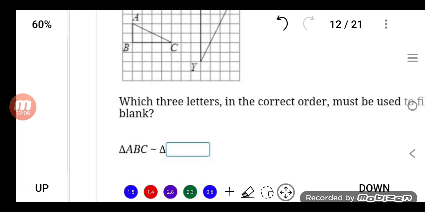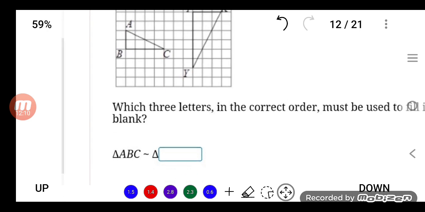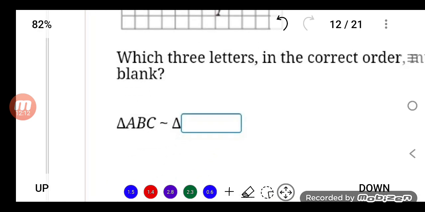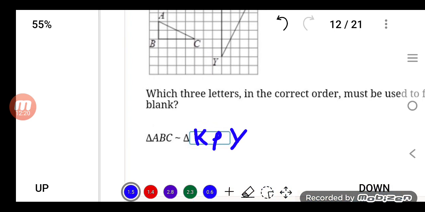So Y corresponds to C, which means K corresponds to A. KPY. So this is KPY in that order. Because K corresponds to A and P corresponds to B, these are right angles, and Y corresponds to C. So this is the way we solve it.